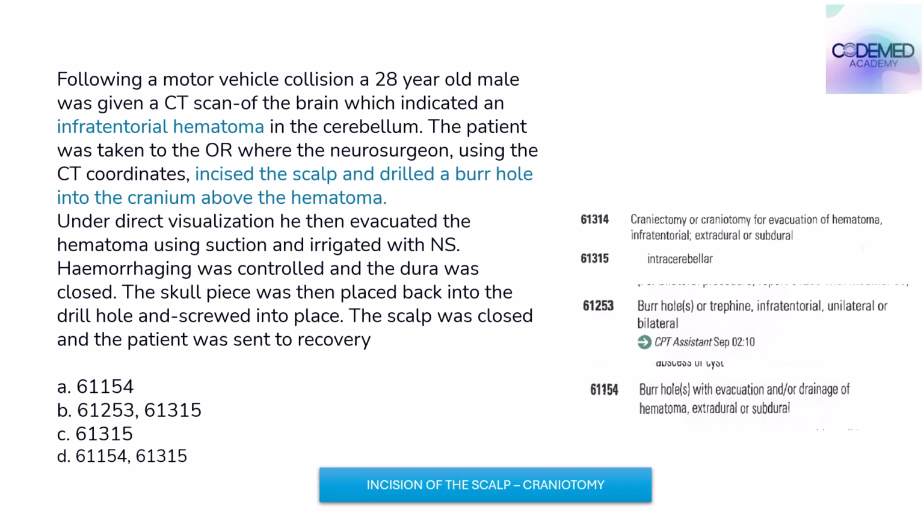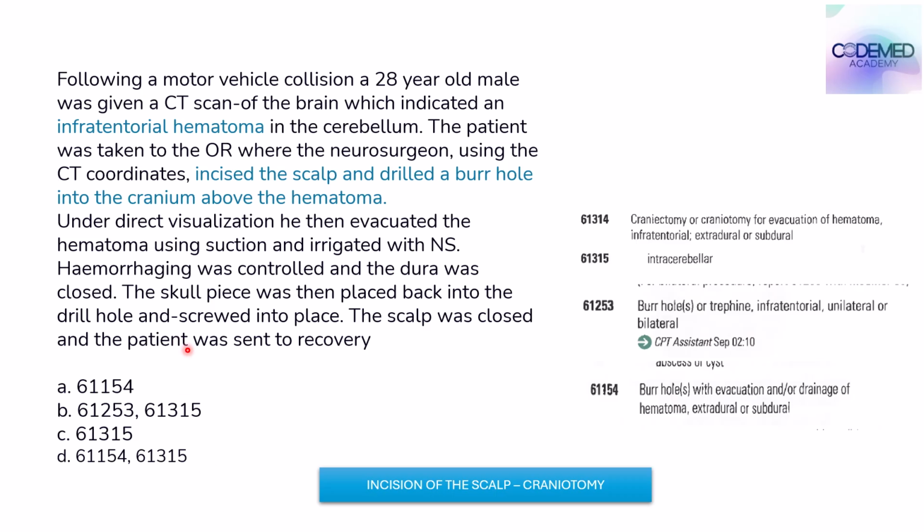Following a motor vehicle collision, a 20-year-old male was given a CT scan of the brain, which indicates an infratentorial hematoma in the cerebellum. The patient was taken into the OR where the neurosurgeon, using the CT coordinates, incised the scalp and drilled a burr hole into the cranium above the hematoma. Under direct visualization, he then evacuates the hematoma using suction and irrigates with NS. Hemorrhaging was controlled and the dura was closed. The skull piece was then placed back into the drill hole and screwed into place. The scalp was then closed and the patient was sent to recovery.